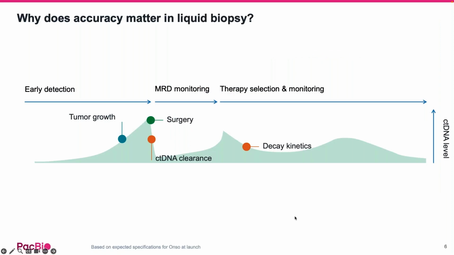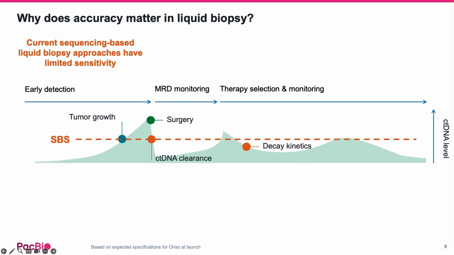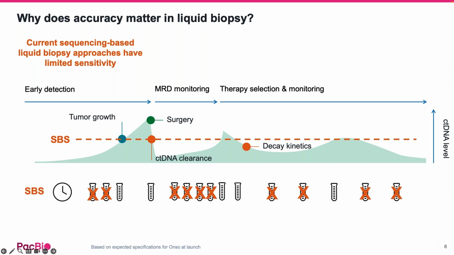So why do we care about improved sequencing accuracy for liquid biopsy? Here, what I'm showing is the typical patient journey with ctDNA levels in time, shown in green. And so you can see various time points of tumor growth, then you have surgery and ctDNA goes away, then perhaps you have recurrence followed by treatment. And so with SBS, given the limit of detection due to sequencing error, many of the time points that you would sample during liquid biopsy would be undetectable. So for each of these tubes with an X through them, those are sampling time points at which the ctDNA levels are below the threshold that SBS is able to detect.